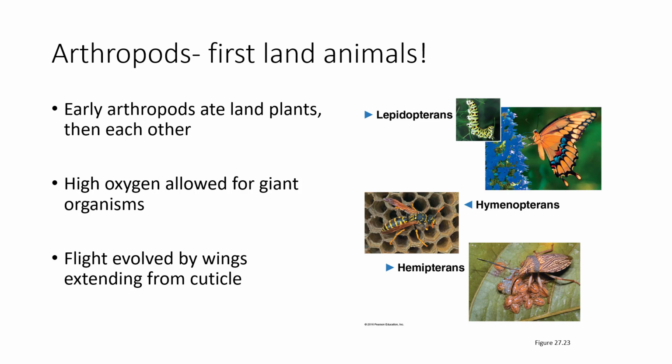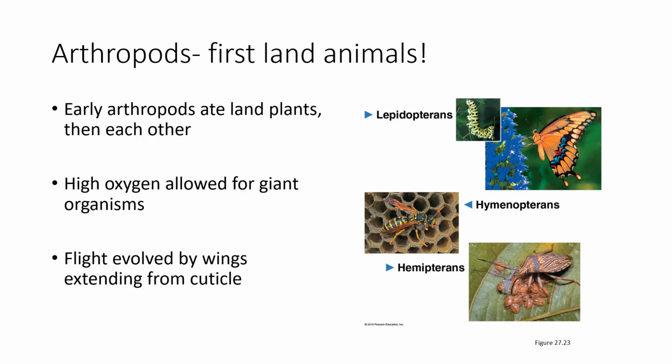The first arthropods ate the land plants and land fungi, but shortly behind those arthropods migrating to land, like millipedes, were things like centipedes, which would crawl onto land and eat the millipedes. And soon enough, we had competition between arthropods specializing on different plants, arthropods specializing on eating each other, and the high oxygen environment allowed for giant arthropods to survive on the land.